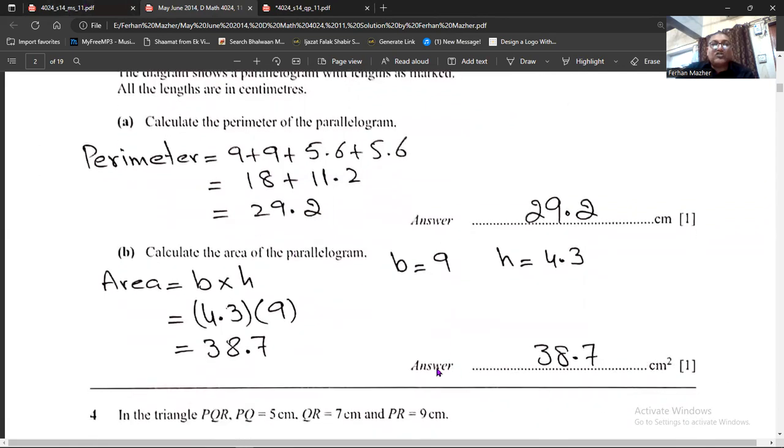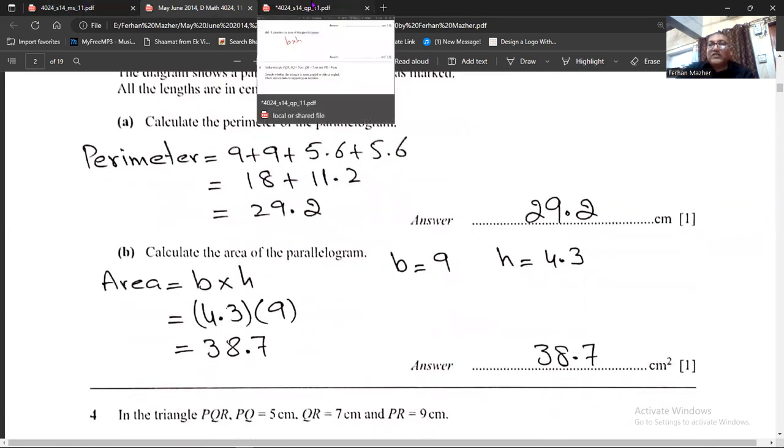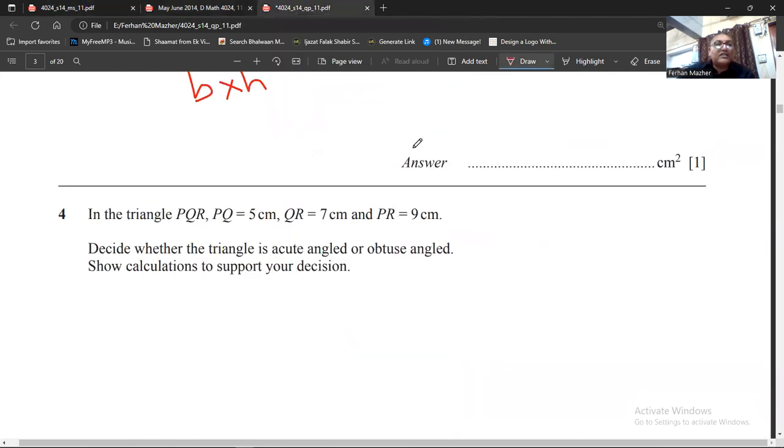So this answer is right. The solution is showing up. You can pause the video if you want more time with this question.